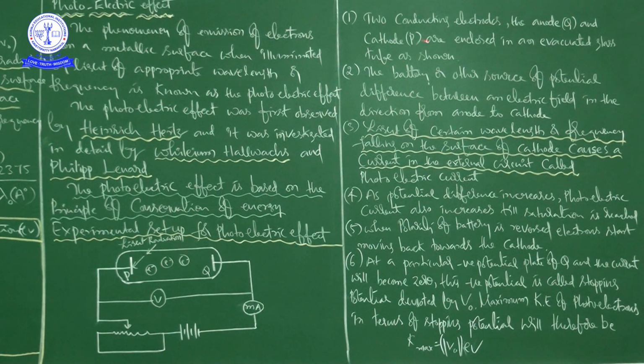Next, see here, these are the important points. Here we have 6 points, so please concentrate. I will explain one by one clearly. See this: two conducting electrodes.